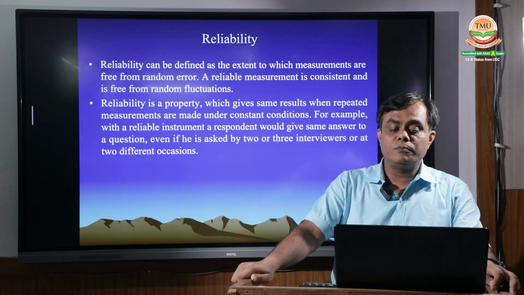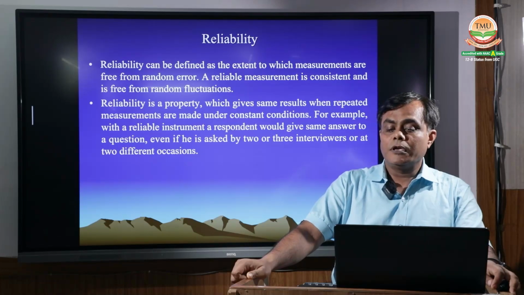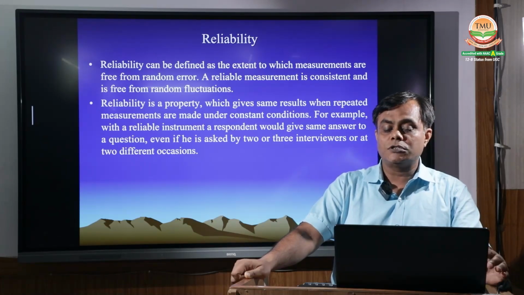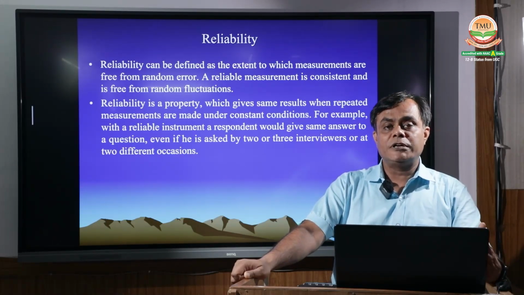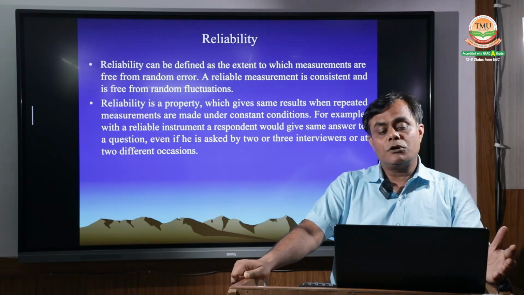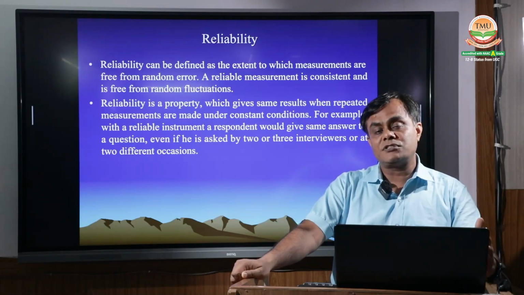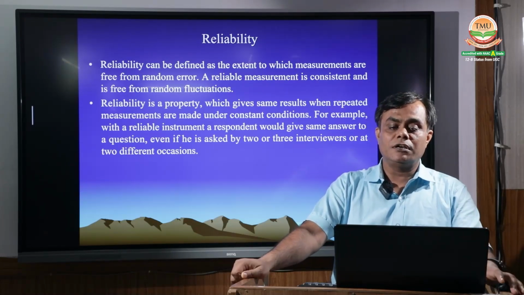Here is an example of reliability. With a reliable instrument, a respondent would give the same answer to a question even if asked by two or three interviewers or on a different occasion. So if the same question is asked by two or three interviewers or on different occasions and the answer is the same in every condition, that is called reliability.